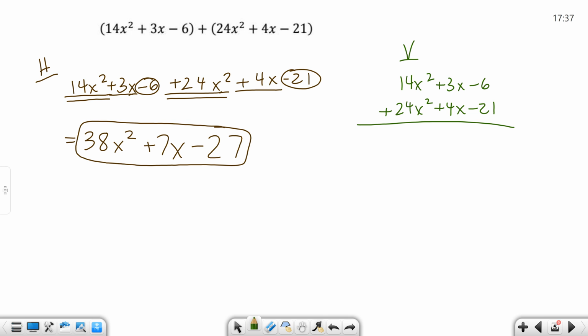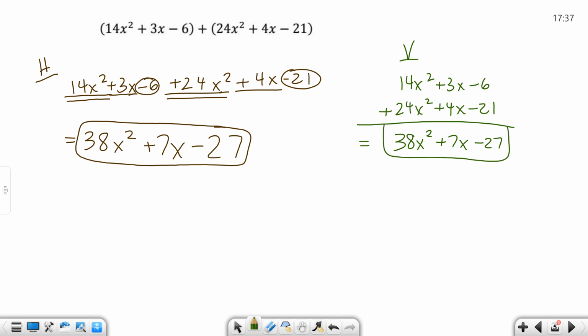So 14x squared plus 24x squared is going to be what? 38x squared. And remember, when you combine like terms, when I put x squareds and x squareds together, when I'm adding and subtracting, that's combining like terms, I get a like term, meaning I get an x squared term. So 38x squared, and then 3x and 4x, both positive, are plus 7x. Don't change that to x squared, to 7x. And then minus 6 and minus 21, add them together and keep it negative, negative 27.